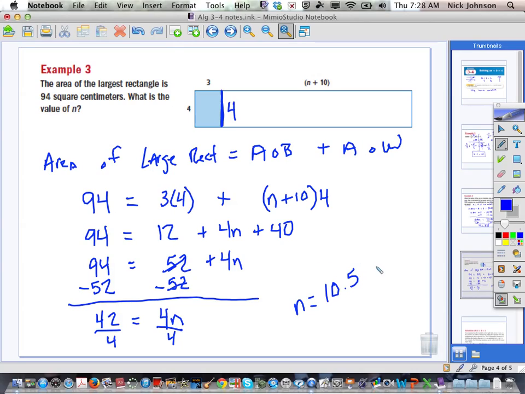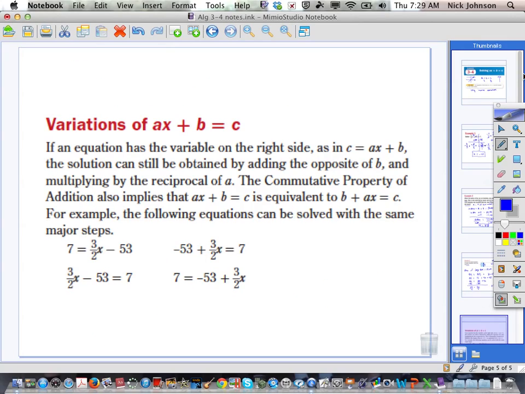And this is centimeters. So if we were trying to find the, well, we found the value of n, right? If we were trying to find the value of this whole side right here, you put 10 and a half in for n. 10 and a half plus 10 is 22.5 centimeters is the distance from here to here. Okay? Moving along.